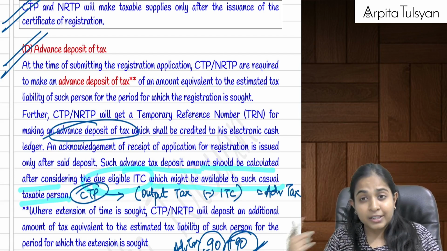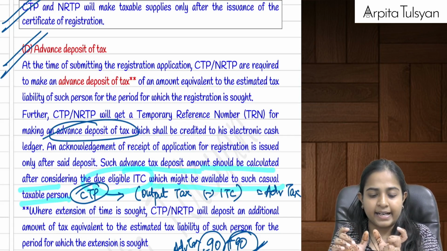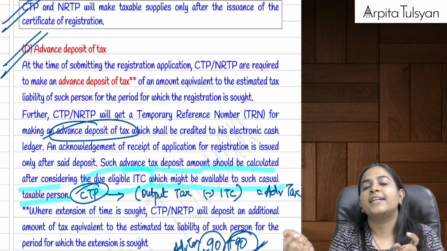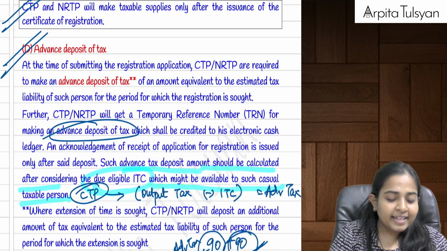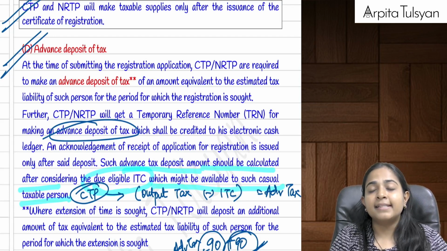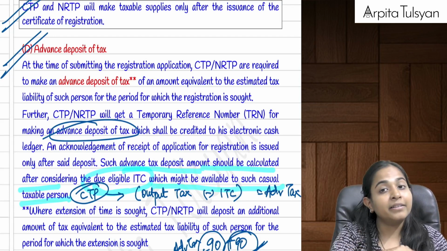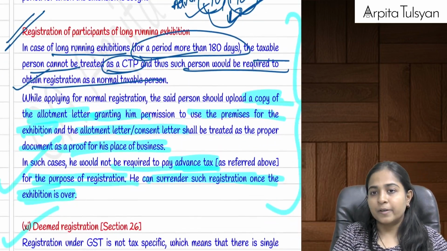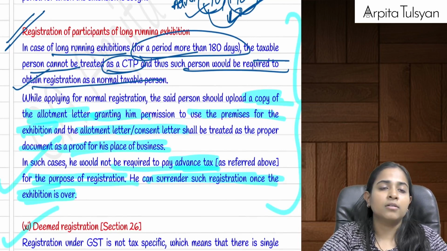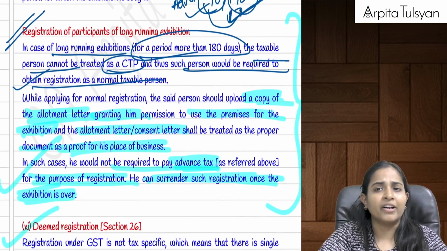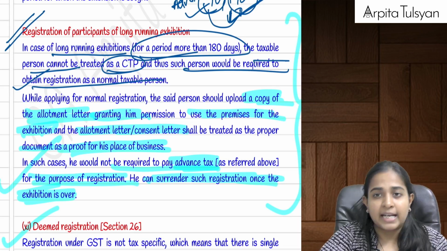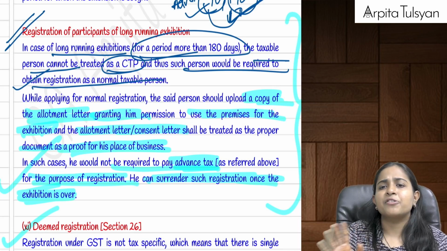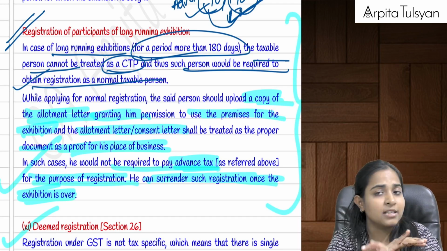Now when I'm getting it further extended by 90 days, total 90 plus 90 days, right? Before that also I have to pay the advance tax deposit. And whenever the CTP is paying this advance tax of GST, he can take the benefit of input tax credit, and he can pay the balance amount of tax as advance tax deposit. Now let's say I want CTP registration for a period of more than 180 days. There is a long running exhibition going on, let's say for a year, and I want to participate. Government says no, the CTP concept is valid for a maximum period of 90 plus 90 days, not beyond that.